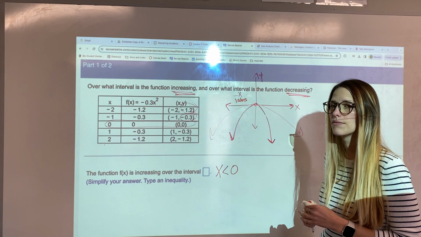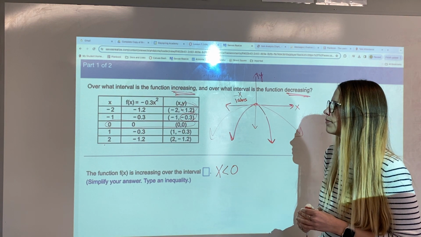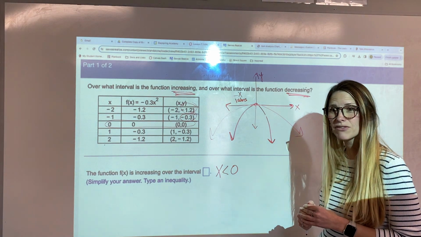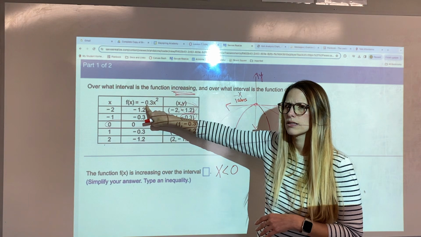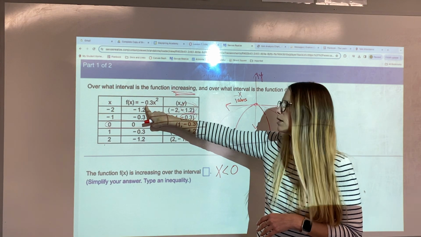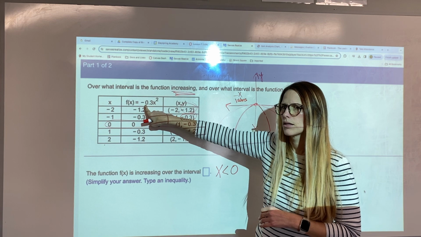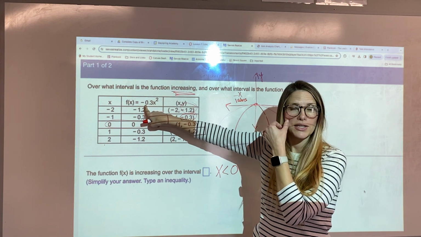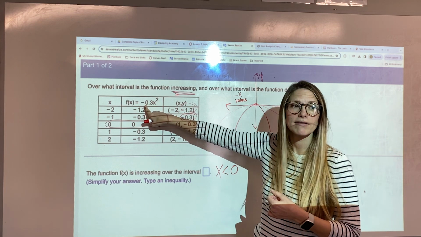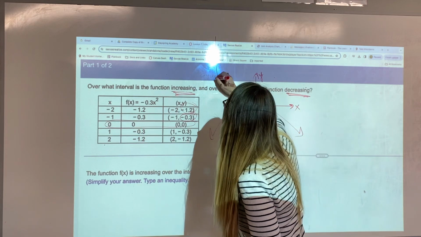For my number, it's positive. Yours is positive? What does it say here? This is positive: y equals 0.8x squared. Does anybody else have a positive one? Okay, so yours is going to be the opposite. If yours is positive, it's going to be a happy parabola.